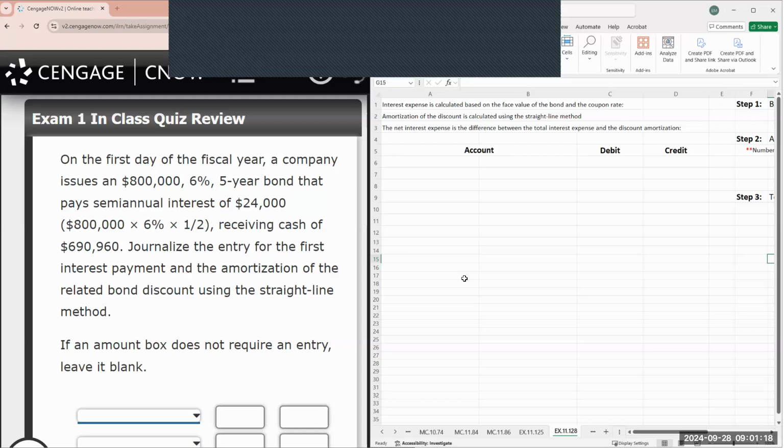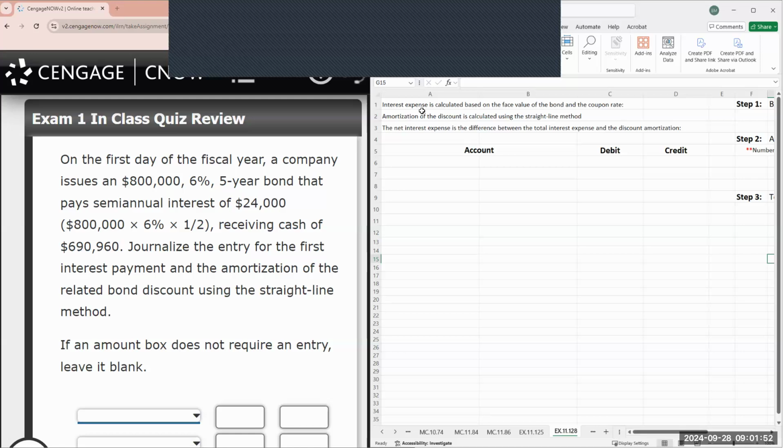All right, so for this example, it is asking us to journalize the entry for the first interest payment and the amortization of the related bond discount using the straight line method. So it says, on the first day of the fiscal year, a company issues an $800,000 6% 5-year bond that pays semi-annual interest of $24,000, receiving cash of $690,960. Journalize the entry for the first interest payment.